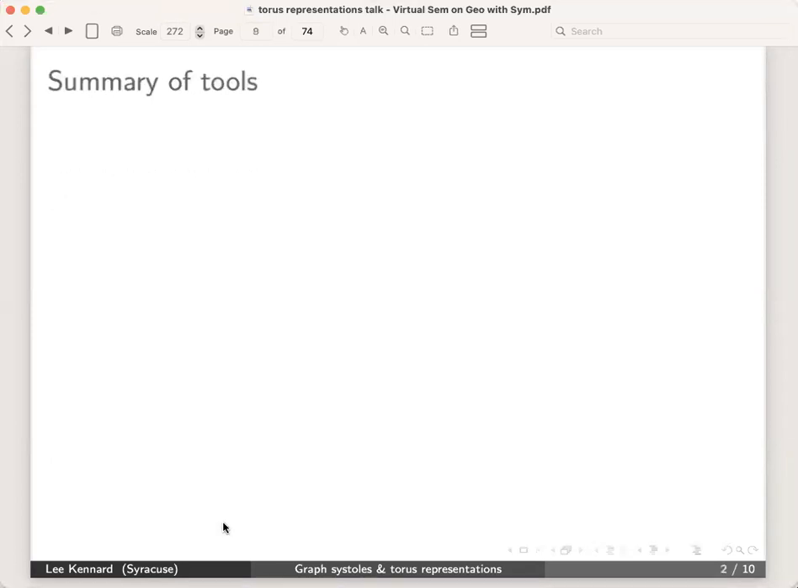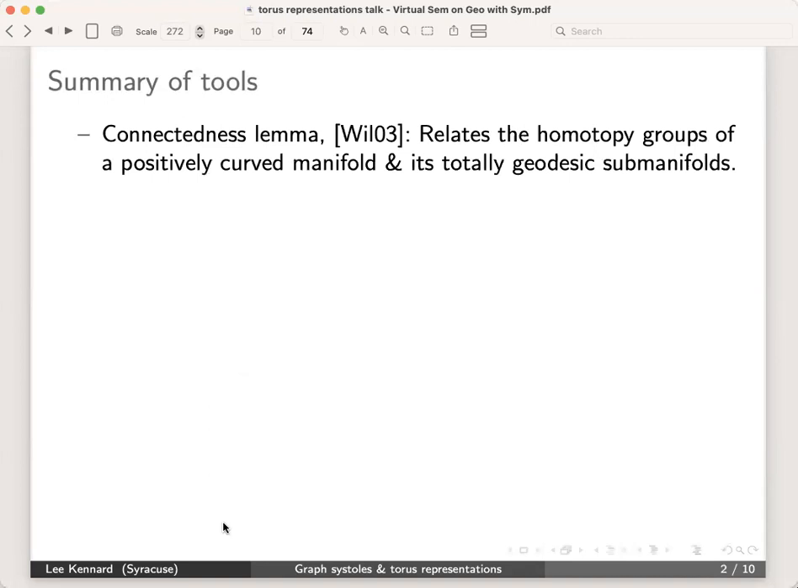All right, so I want to discuss some of the existing tools first. A major one is the connectedness lemma due to Wilking in 2003. This, qualitatively speaking, relates to homotopy groups.